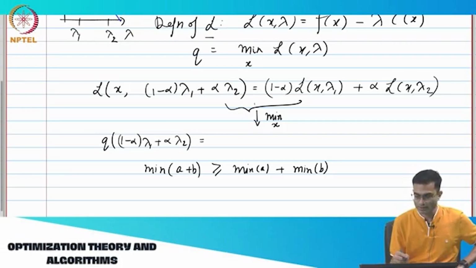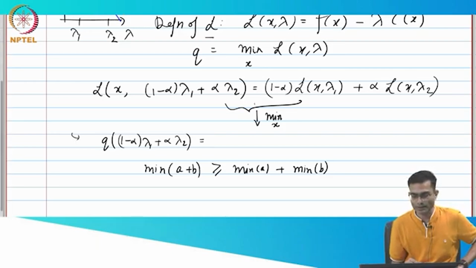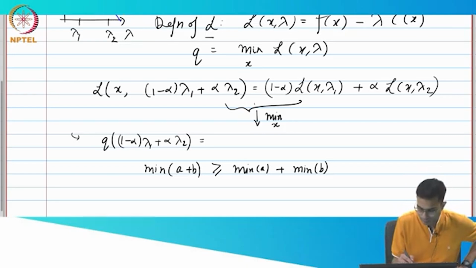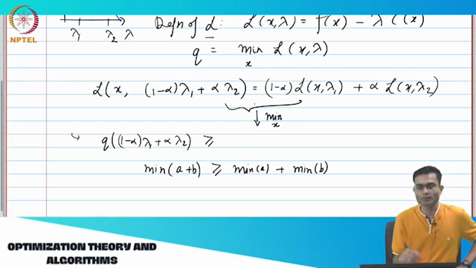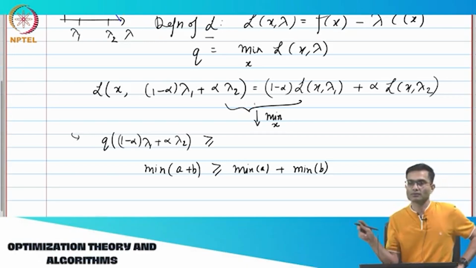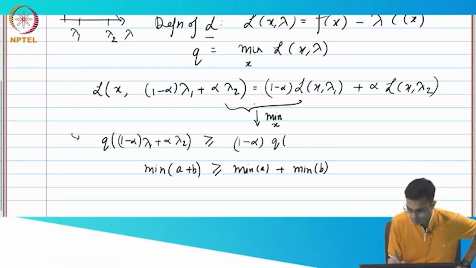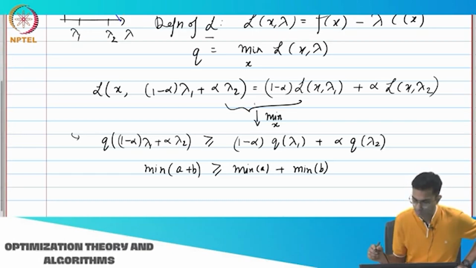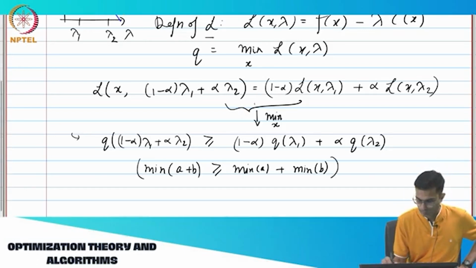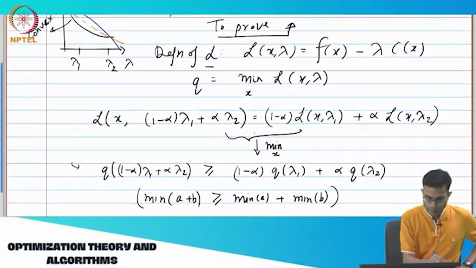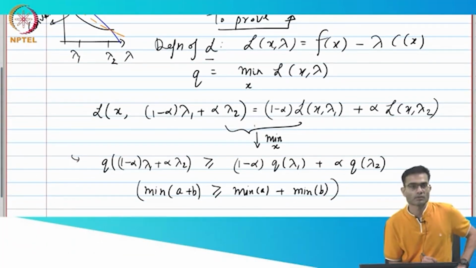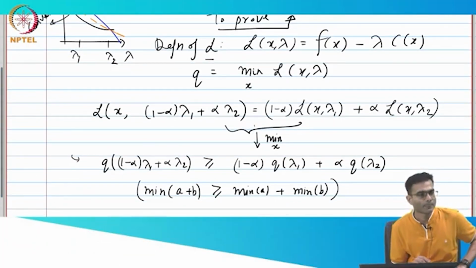So on the left hand side I have Q of this expression, and on the right hand side I don't have Q of this plus Q of that. Instead, this will become greater than or equal to. Now I can apply the minimization on each of these separately. So this would become 1 minus alpha times Q of lambda 1 plus alpha times Q of lambda 2. Actually we are done. This is what we wanted to prove.